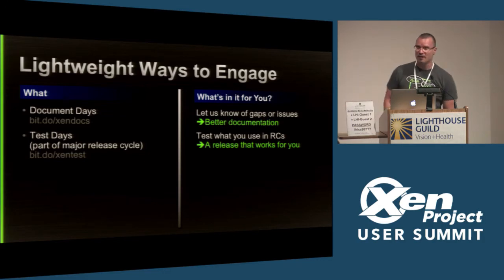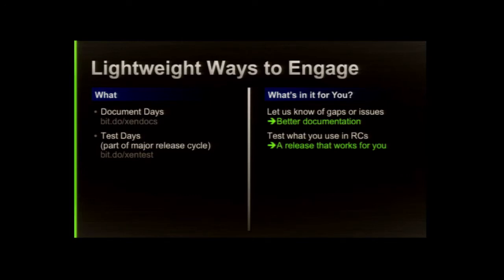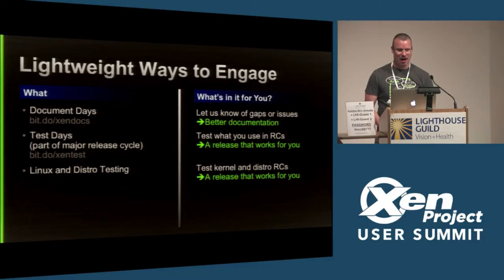We have test days built into the release cycle, where release candidates are tested. So if you use Xen, just test the bits you want or which you depend on, and then when a release comes out, you know, fundamentally, that the release works for you. Distros and Linux, of course, have a dependency on Xen, or vice versa. So when they make a release and you use them, you may want to use your version of Xen within their test days or whatever those communities do.